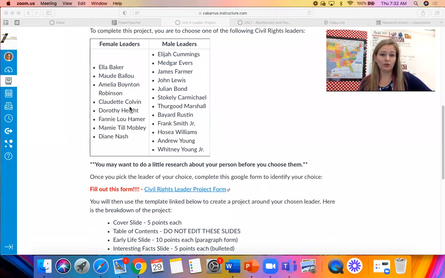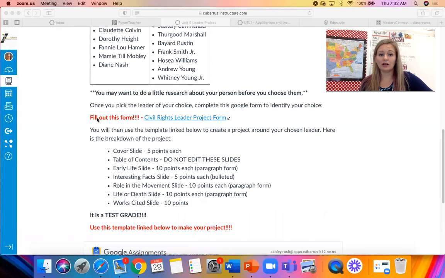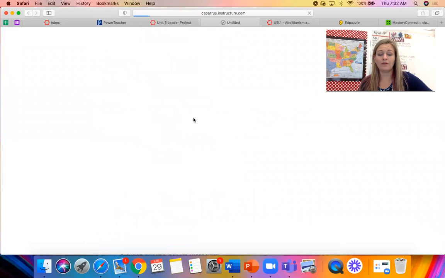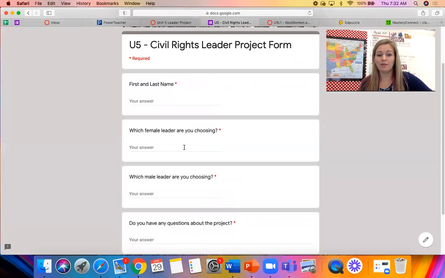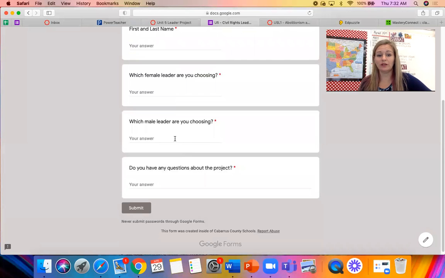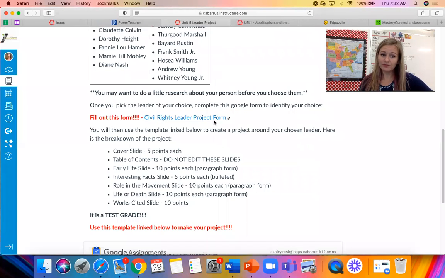Once you do pick out who you're going to choose, I need you to click on this form and fill this out. What you're going to do is just tell me your name, which female leader you're choosing, which male leader you're choosing, and then if you have any questions about the project. And if you do, I will respond to you in the Canvas inbox and answer those questions for you.